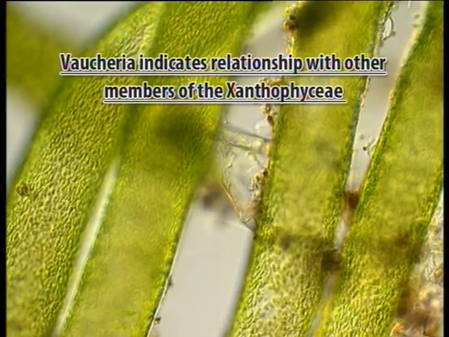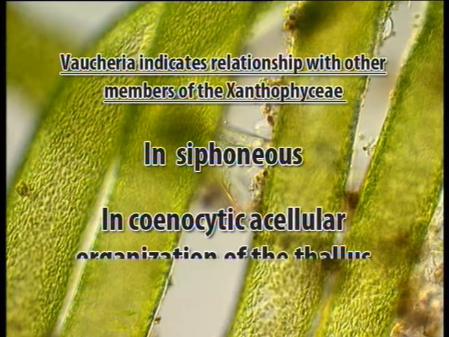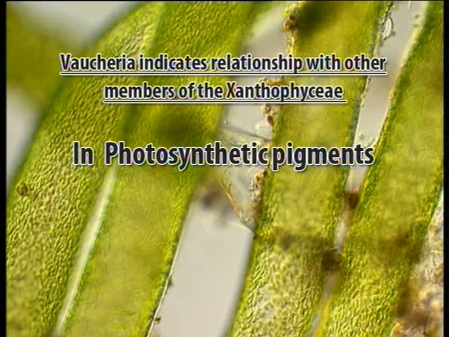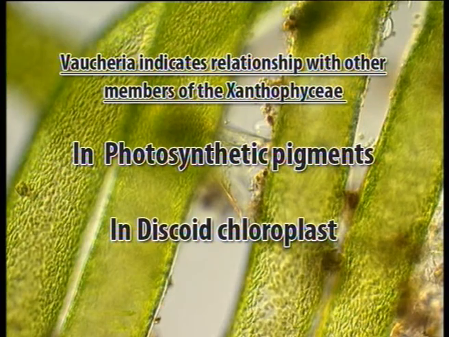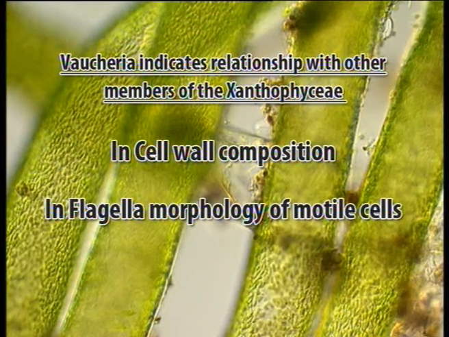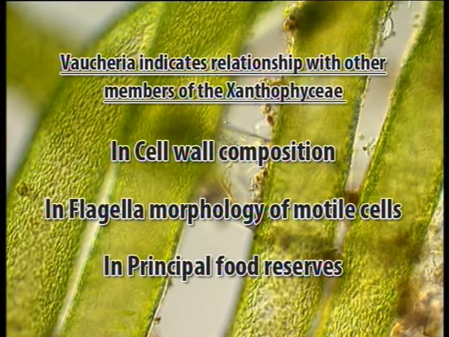Now, before we conclude, let's have a look at the affinities of Vaucheria. In siphonaceous coenocytic acellular organization of the thallus, photosynthetic pigments, discoid chloroplast, cell wall composition, flagella morphology of motile cells, and principal food reserve, Vaucheria indicates relationship with other members of the Xanthophyceae.